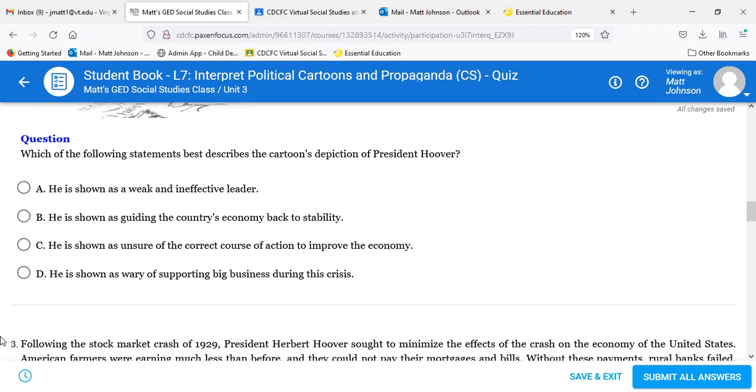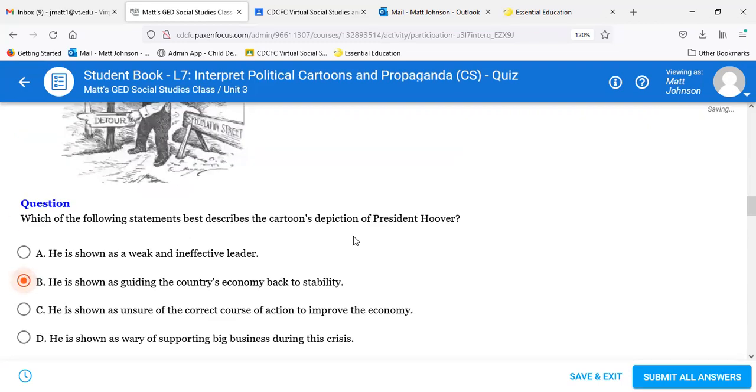I think it is D. D as in dog, or B as in boy? D as in dog. Okay, it's B. So okay. He's shown guiding the country economy back to stability.